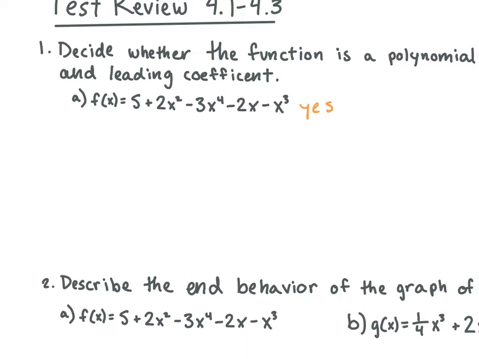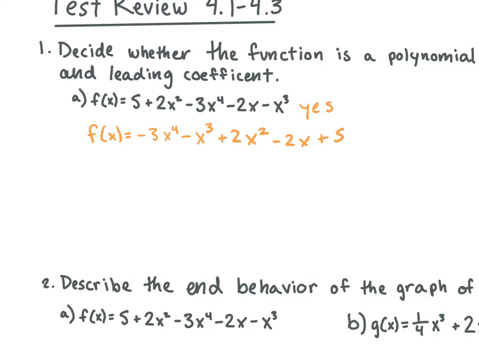So which term comes first in standard form? Negative 3x to the fourth. What's next? Negative x cubed. Perfect. What's next? Plus 2x squared. And then? Plus 2x. Negative 2x. Perfect. So we just have to make sure they're in descending order. So we start with our highest degree, then the next one, the next one, the next one.